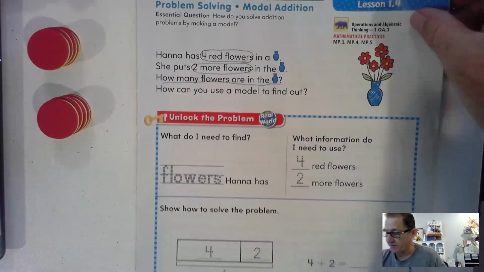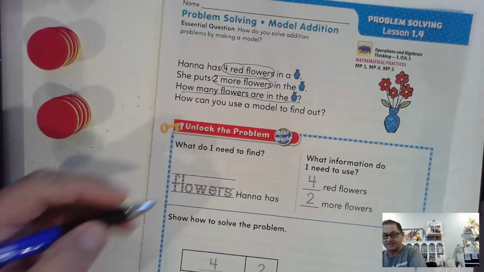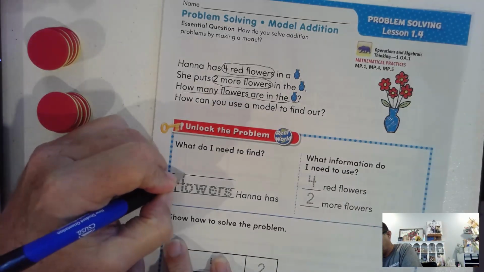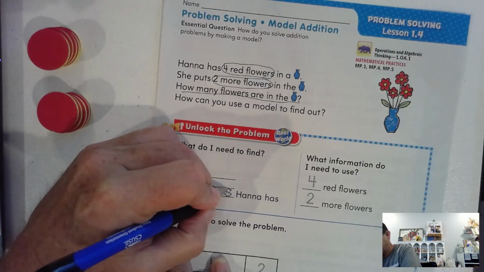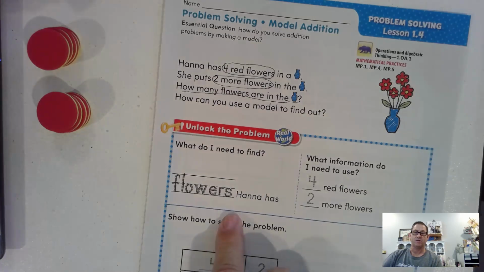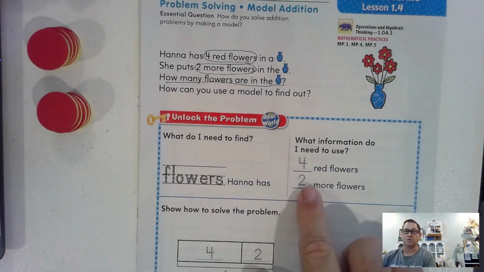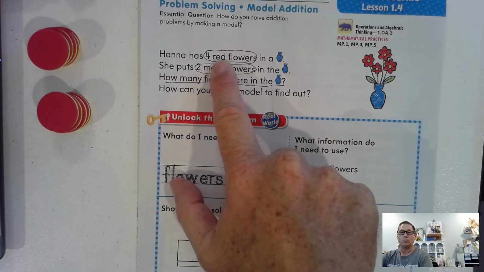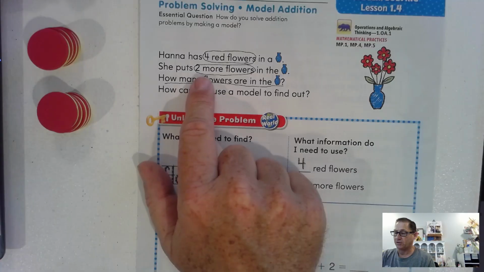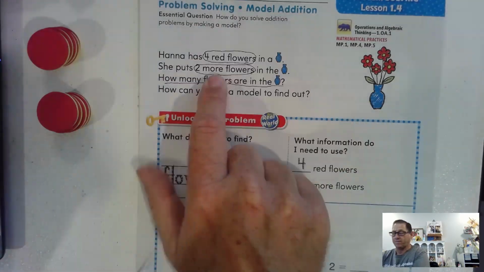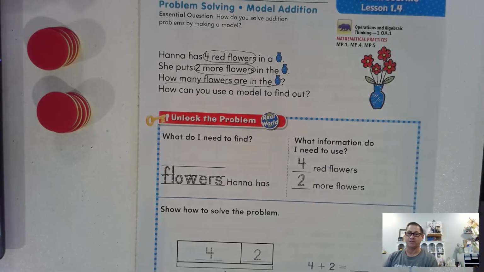Okay, so let's go through this. What do I need to find? I need to find, and you can trace this, the number of flowers Hannah has. What numbers did we circle? Well, we circled that there were 4 red flowers, so trace the 4. And then we also said that she put 2 more flowers in, so let's trace the 2 more flowers.